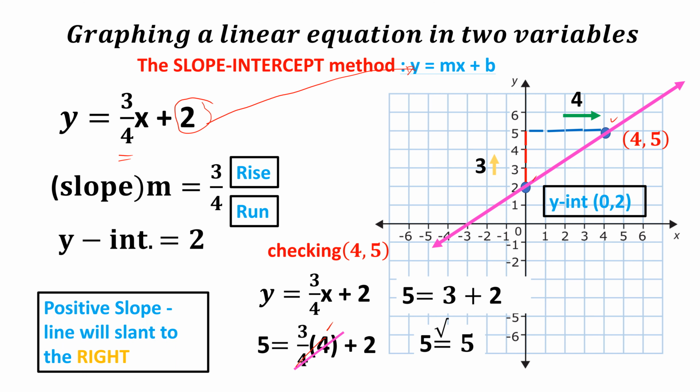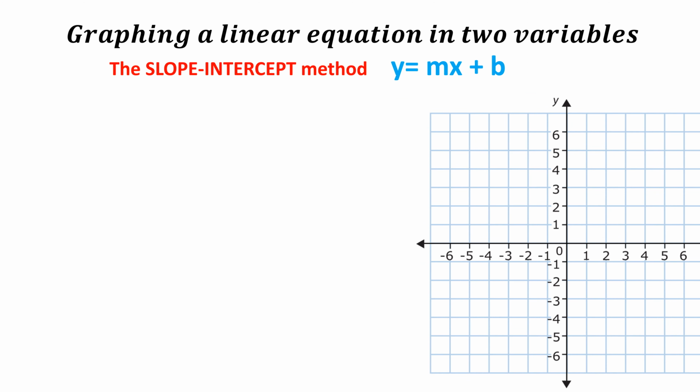Let's proceed. Be reminded that our slope is positive. Why is it positive? Because as you have seen, this line is slanting to the right. Okay, let's proceed to another example.